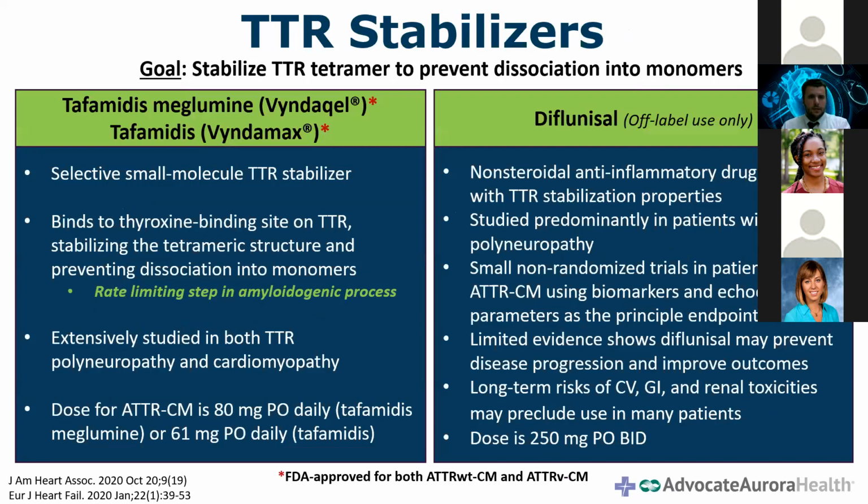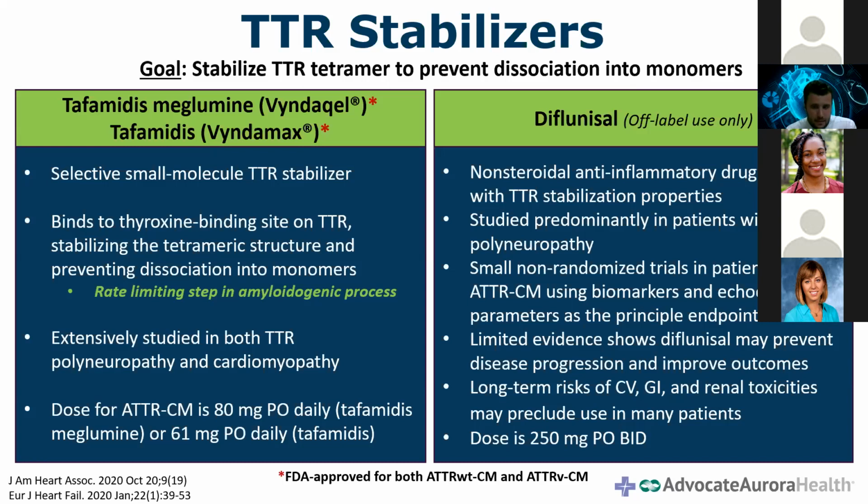Now, TTR stabilizers are compounds that bind to transthyretin and prevent its dissociation into monomers, which is the rate-limiting step in the amyloidogenic process for TTR. Now, tafamidis is a selective oral TTR stabilizer that lacks NSAID properties and selectively binds with high affinity to the thyroxine binding site on transthyretin. It has been studied in both polyneuropathy as well as cardiomyopathy.